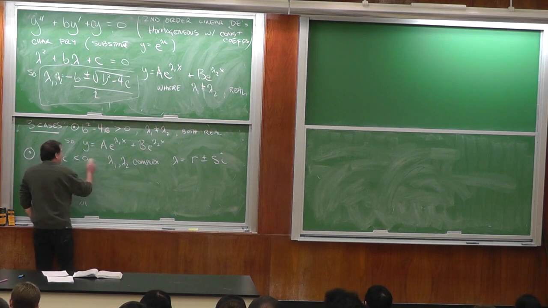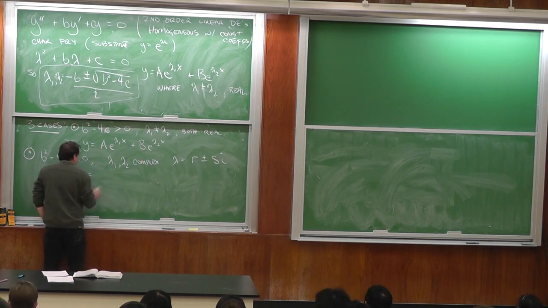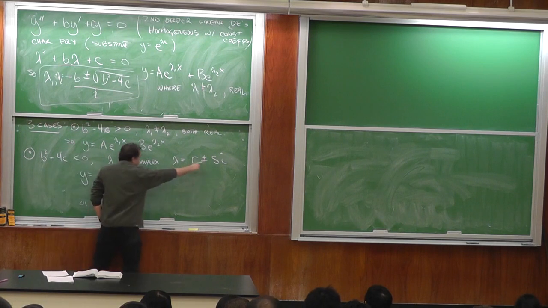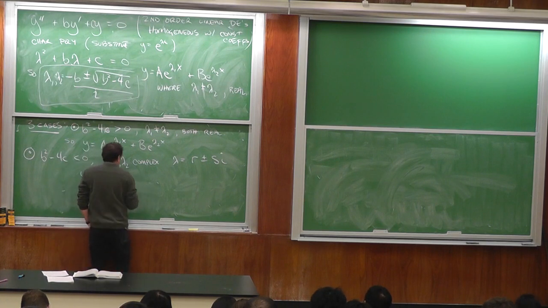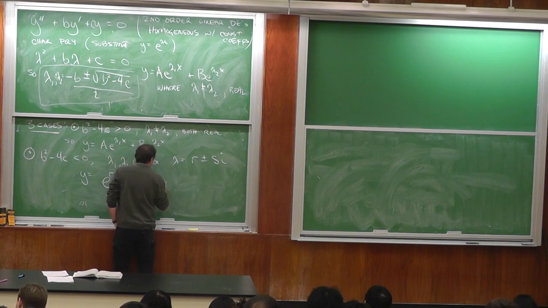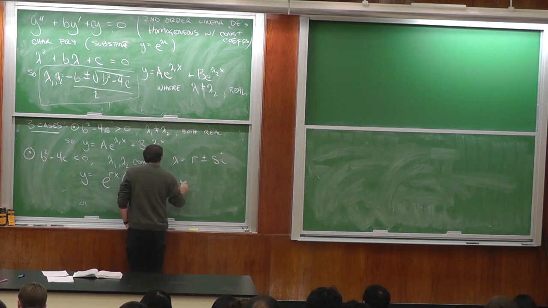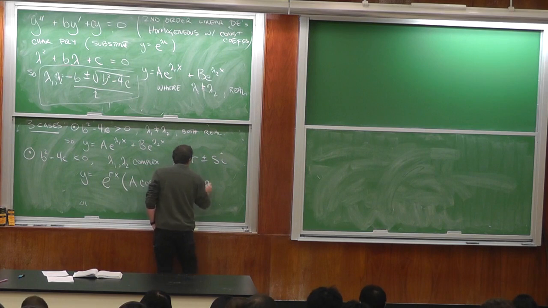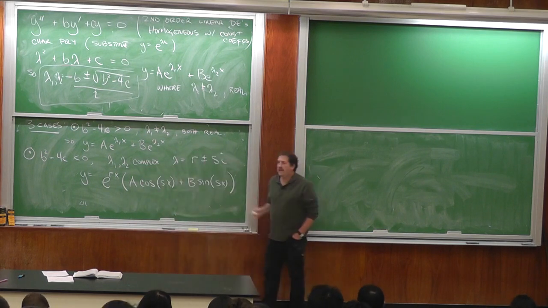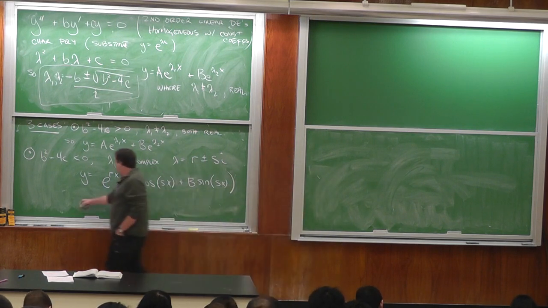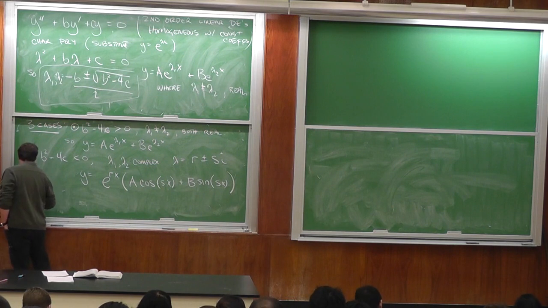So that would mean that our solution looks like, so if it's r plus or minus si, we get e to the rx times something times the cosine plus something else times the sine. So I'll do another example of this in just a second. Well, maybe a minute.